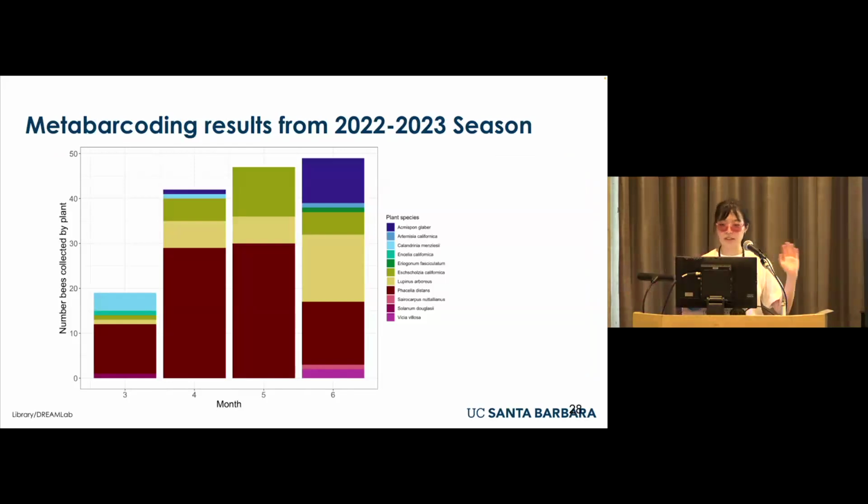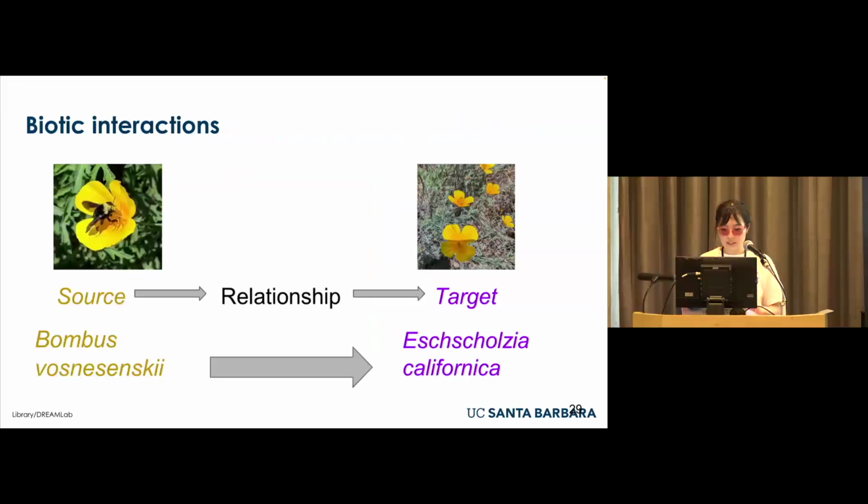So this is sort of what we're doing. There's also a phenology study out there too, but right now this is where we're at. So the biotic interactions: source, relationship, target. Our source here is the bee, and the target is the California poppy.